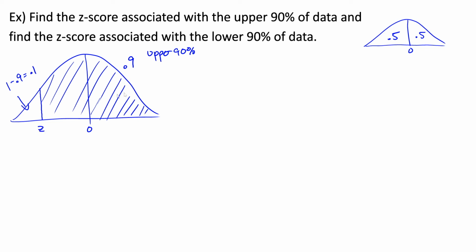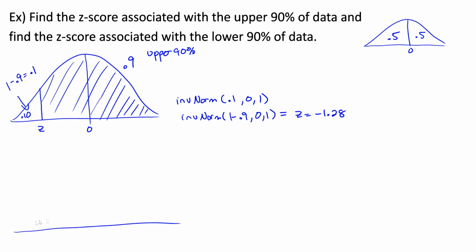So now this becomes the same type of problem that we had before. The z-score associated with the upper 90% is going to be the same as the z-score associated with the lower 10%. So this would just be inverse normal. We would have 0.1, 0, 1. You also could have inputted like this, 1 minus 0.9. It'll give you the same thing. Which is, again, z is equal to negative 1.28 after you round.